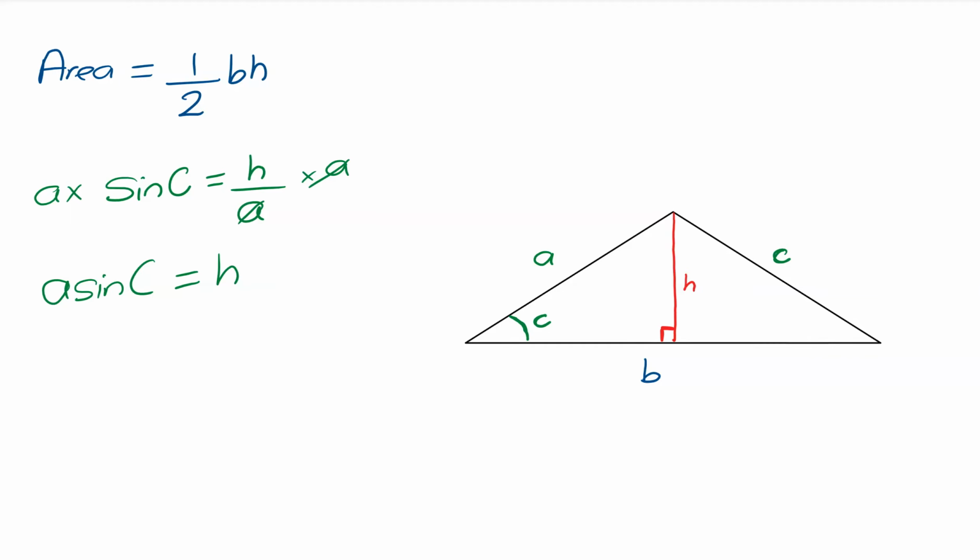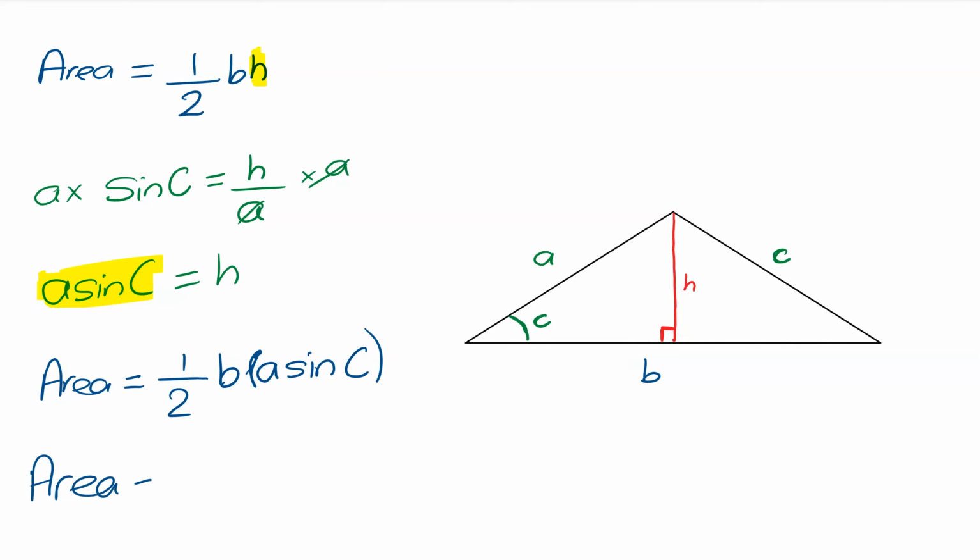And what I could do is replace this H with this. So I'll write this as area of a triangle equals half B multiplied, now I'll put a bracket there, A sine angle C. But B is the base, so B is still labeled there. And I can rewrite that as area equals half AB sine C.